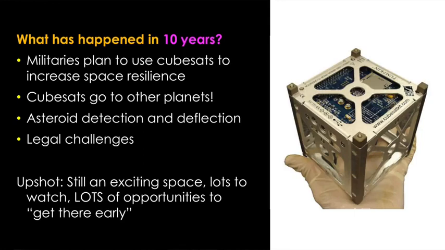They are going places we did not anticipate. At the time, CubeSats could only be launched into Earth's orbit, but CubeSats are actually now being planned to be sent to other planets. CubeSat for Mars, CubeSat for Jupiter. So this has gone somewhere we had no idea it would go. They're also being used to think about asteroid deflection and detection.